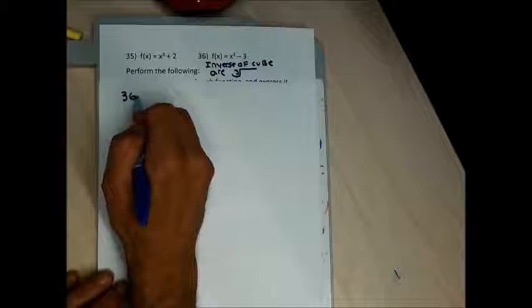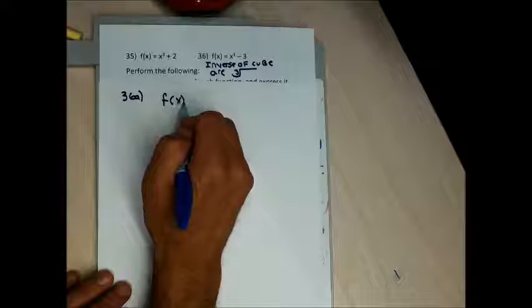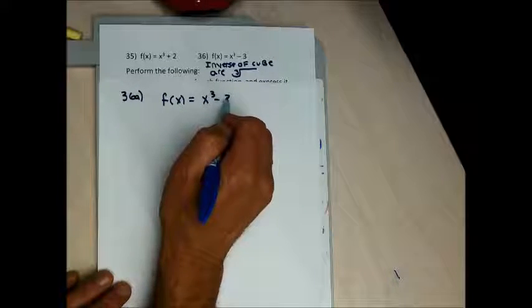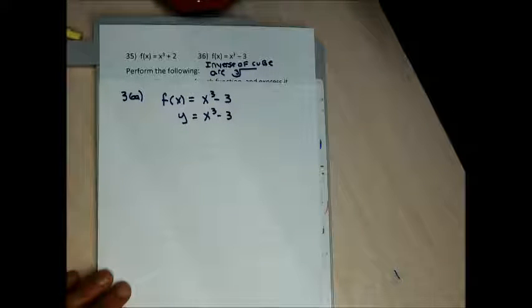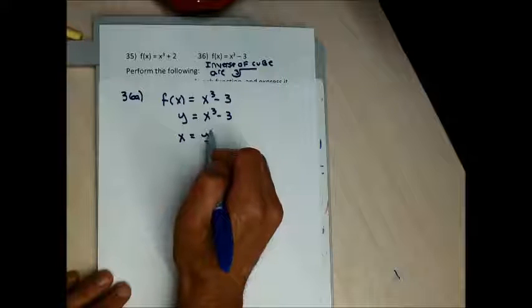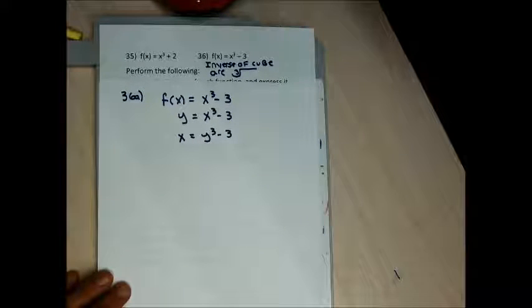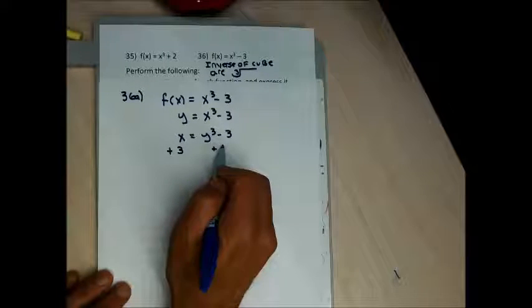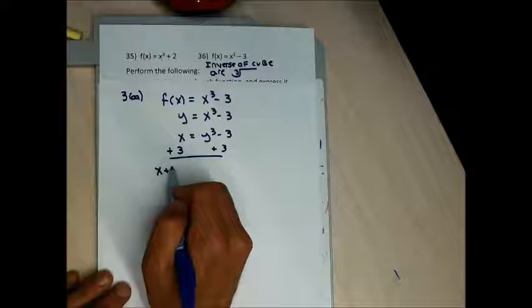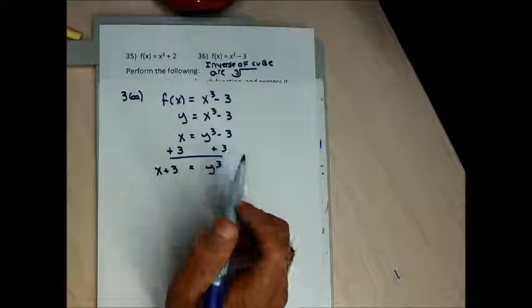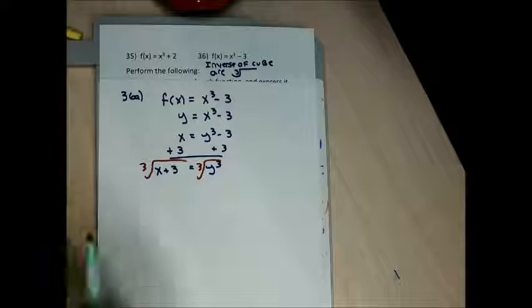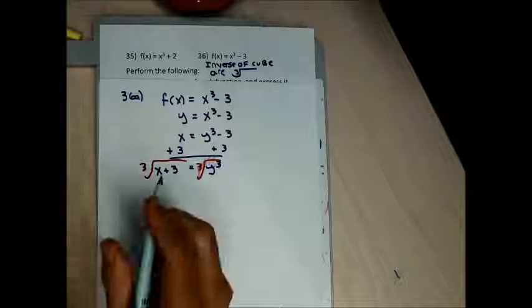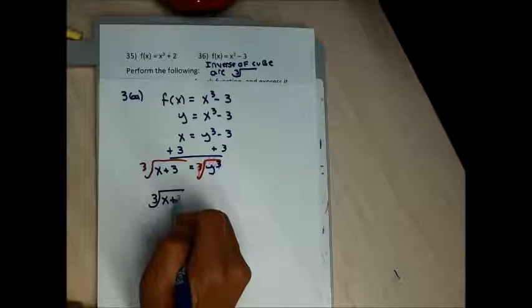So in 36 part A, as I go to find the inverse, I just go through the steps. The first step is to change the function symbol to the letter y and get y equals x cubed minus 3. Second, I'm going to switch the x and y and get x equals y cubed minus 3. Third, I'm going to solve for y. I'm going to add 3 to both sides and get x plus 3 equals y cubed. And then I'm going to cube root both sides. On the left side, cubing and cube rooting cancel each other out, and on the right-hand side, nothing simplifies. So I get the cube root of x plus 3 equals y.